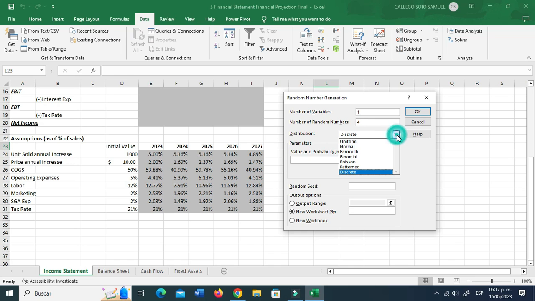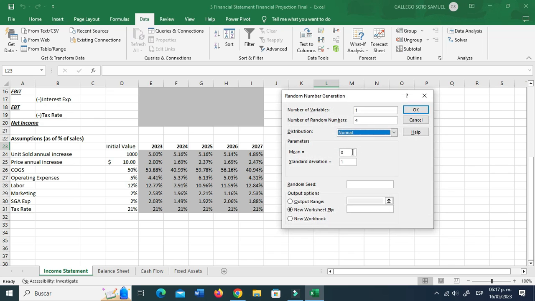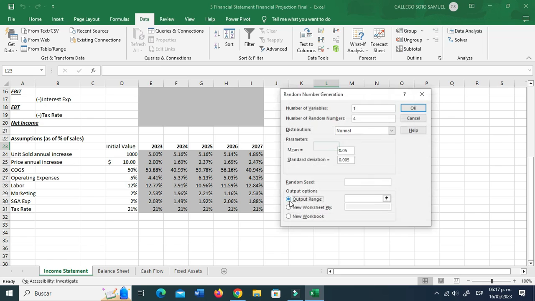The distribution is going to be the normal distribution. I'm going to start with this 5% in the beginning, so that's going to work as the mean, and the standard deviation in my case would be 0.1, or whatever you think is correct. You can even go like 0.05 if you want a higher standard deviation.